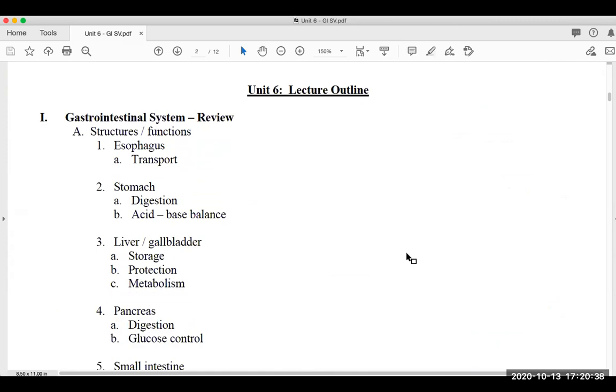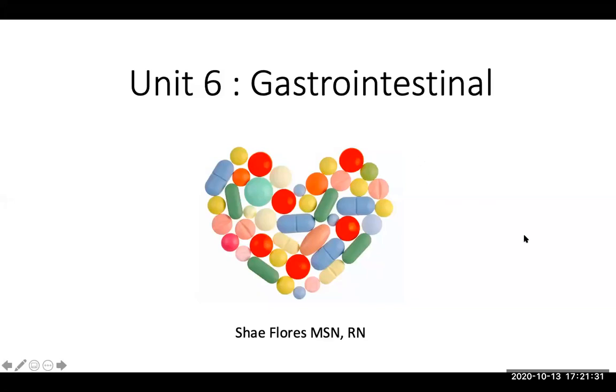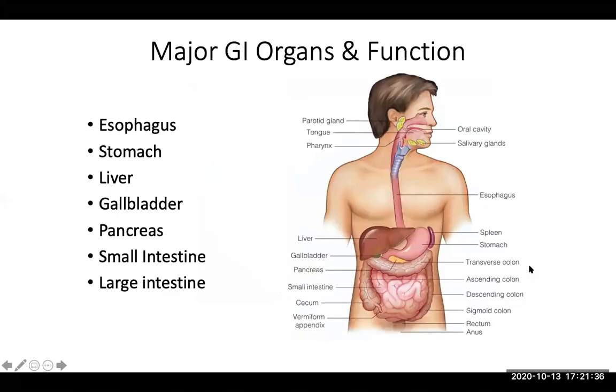So, gastrointestinal system review. Right now we're looking at structures and functions. So I'm going to move to a slide here really quick. Okay, so with our GI system, looking at some of the structures here: major GI organs and functions. The first structure we're really talking about is the esophagus.